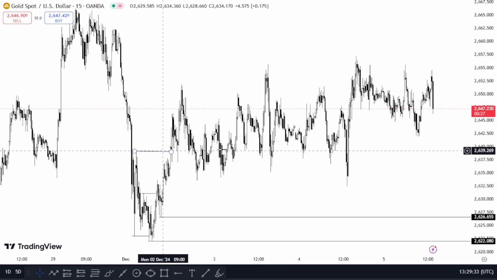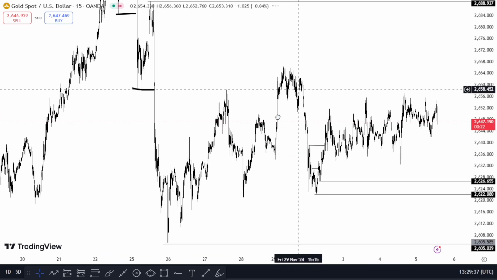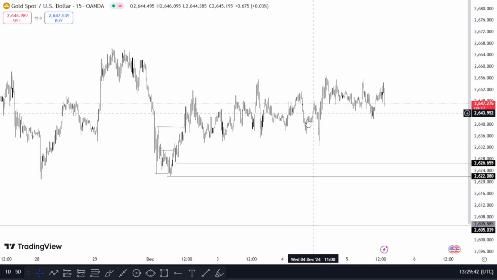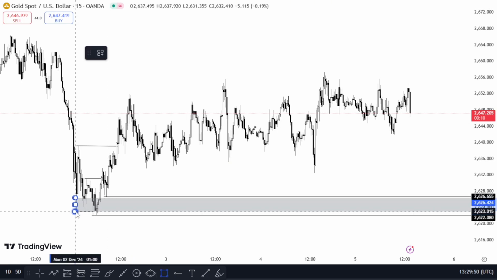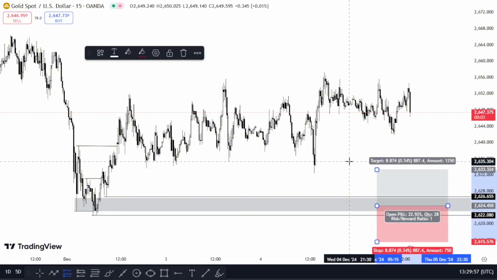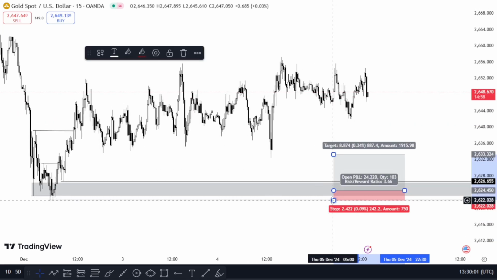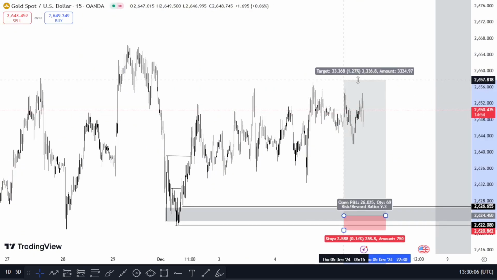I'm going to be targeting where my entries are on the higher time frame. I don't have to be too greedy. Anytime it happens, it's fine by me. So I have my POI right here. Then here is actually going to be my entry, and there is going to be my target.